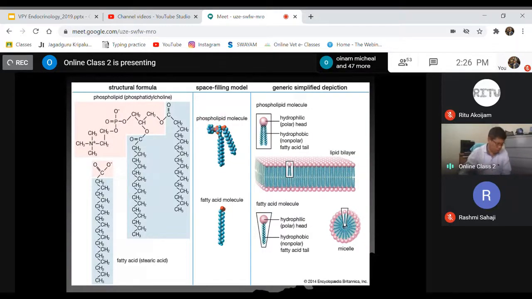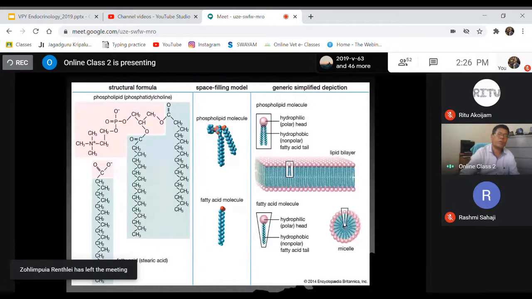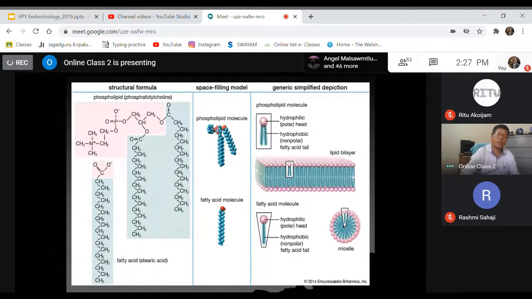Here one more structure is given, and this is the structure of phosphatidyl choline. Now you have this portion, whose background is pink. In the pink portion you have the glycerol, carbon number 1, carbon number 2. To carbon number 1 and carbon number 2, two fatty acids are linked. Then carbon number 3 has the phosphoric acid attached, and to the phosphoric acid, another alcohol is attached. Here it is choline. So this is the structure of phosphatidyl choline.